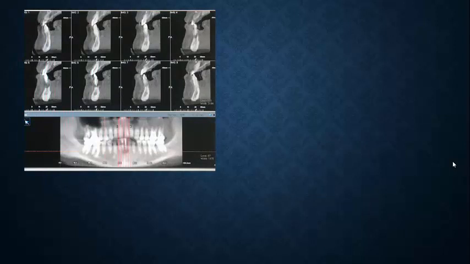In this case, there's significant bone loss around the apical part of the root of the lower anterior teeth. We can see from the CBCT there is no bone around the root of the tooth, so there's significant bone loss around the lower front tooth.